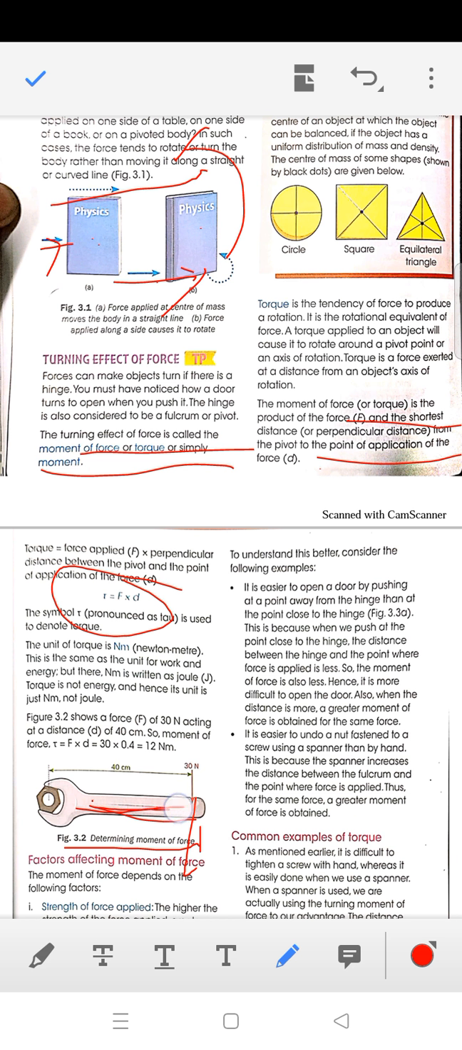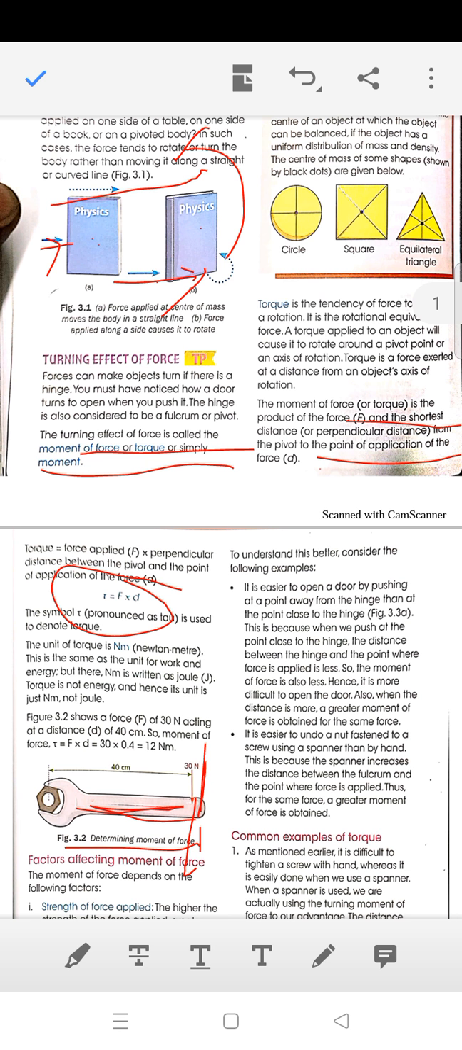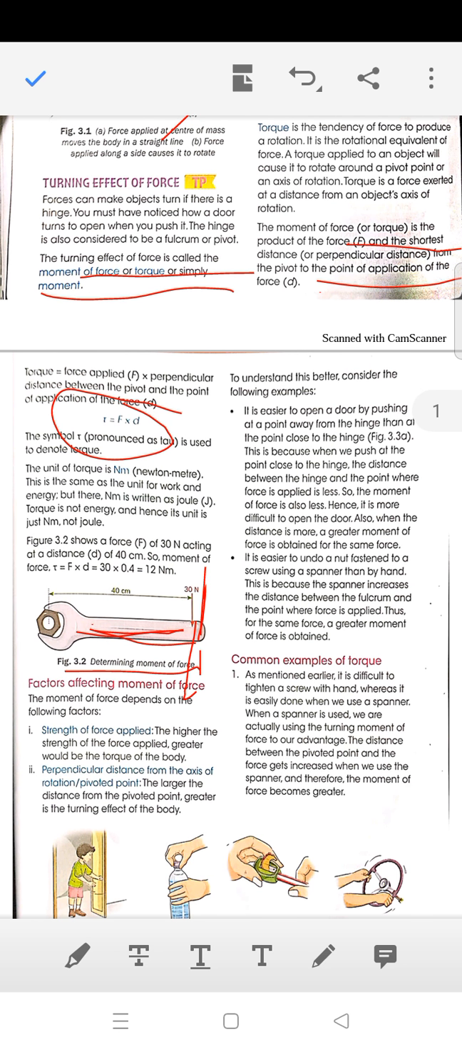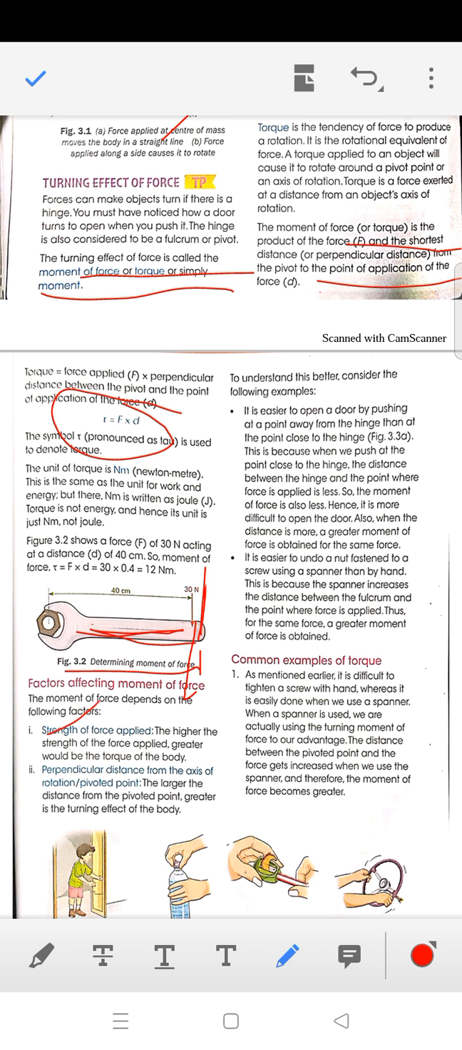Okay? So this distance is called d, and the force you are applying here is the F, and the total rotation effect is called F into d. Now, factors affecting the moment of force. What are the factors on which moment of force depends? So there are two factors, as we have already discussed. First is the strength, how much force you are applying, and second is the perpendicular distance of the axis of rotation from the pivot. So there are two factors of the torque, and the product of these two factors gives us mathematically the moment of force.